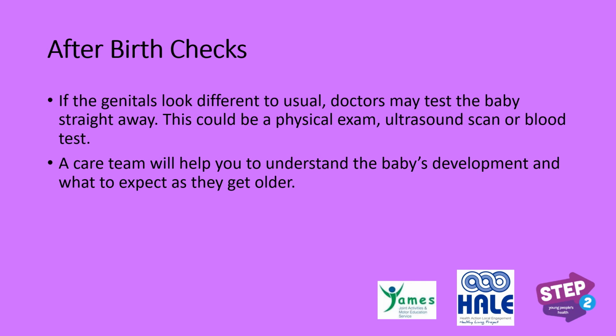So there's always after birth checks for every child that's born. If the genitals look different to usual though, the doctors might test the baby straight away. There'll be a physical exam, ultrasound scan, blood test. They're looking for the chromosomes. They're looking to see which organs are inside. Are there testes and a womb? Care teams will be put in place to help parents to understand baby's development and what to expect when they get older, and also how to explain it to them when they get older.